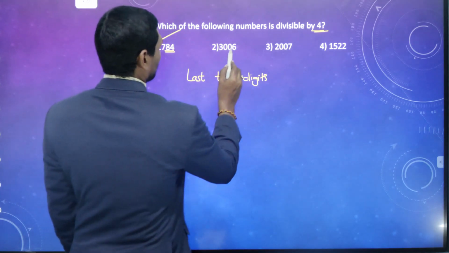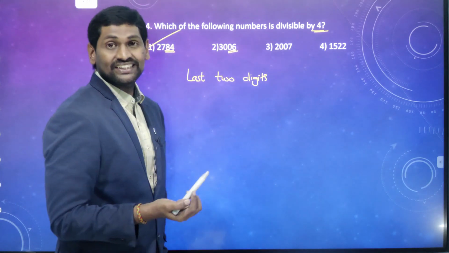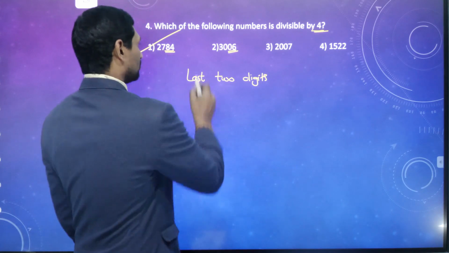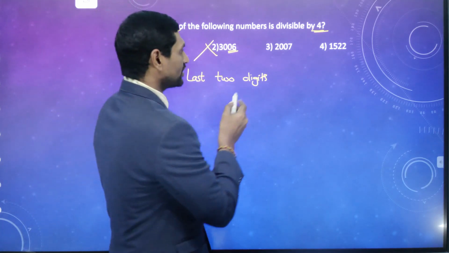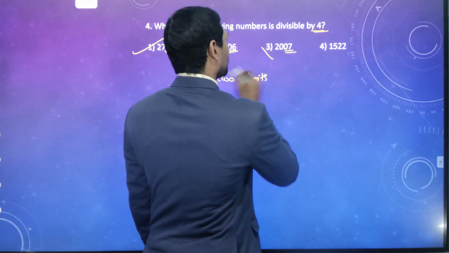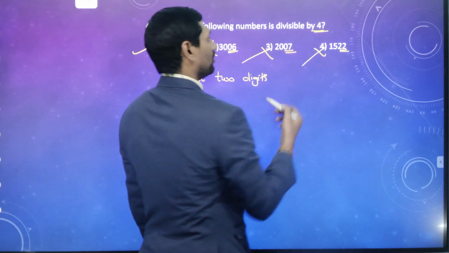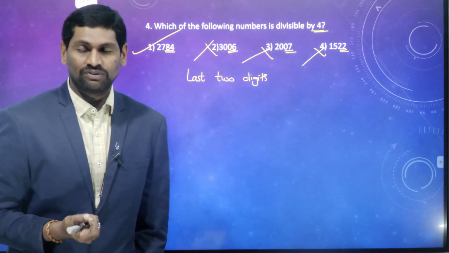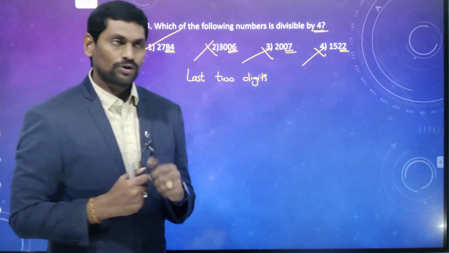Let us check here. 06. 06 means 6. 6 is not a multiple of 4. Option 2 is incorrect. 07. 07 means 7. It is not a multiple of 4. 22 is not a multiple of 4. Only option 1 is the correct one for us. Okay. Move on to the next problem.